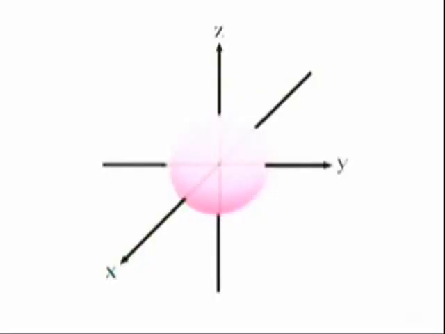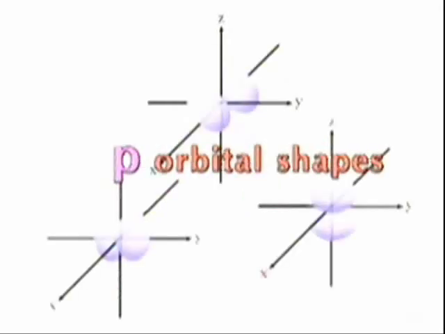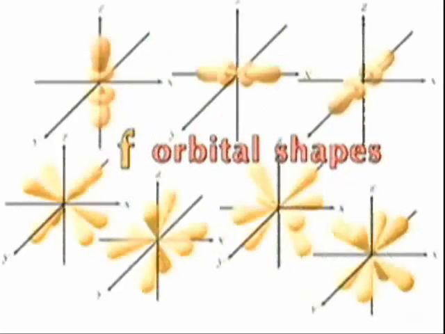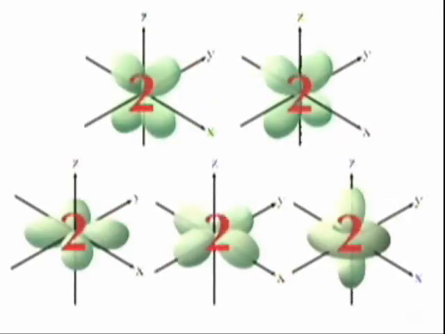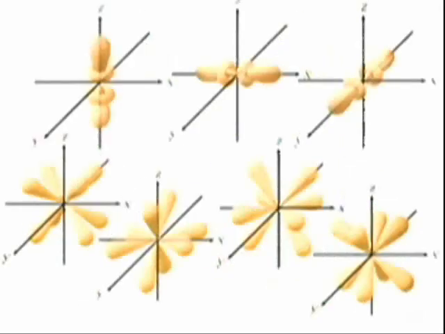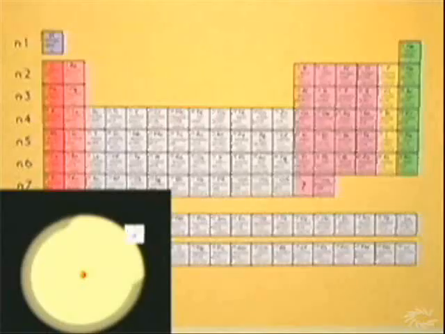There are four important orbital shapes: s, p, d, and f. The s orbital can take a maximum of 2 electrons. The p orbitals can take up to 6 electrons. The d orbitals can take up to 10, and the f orbitals can hold a maximum of 14 electrons.